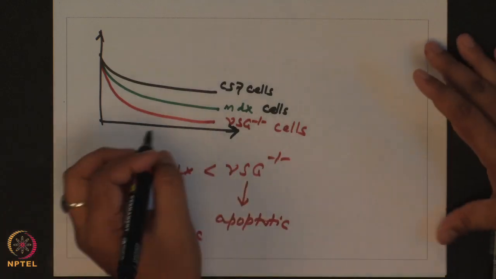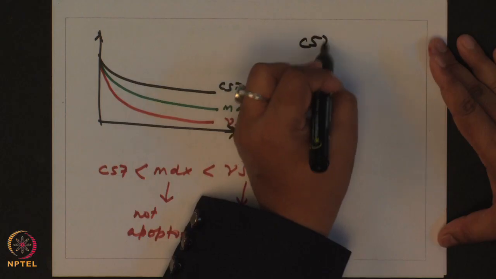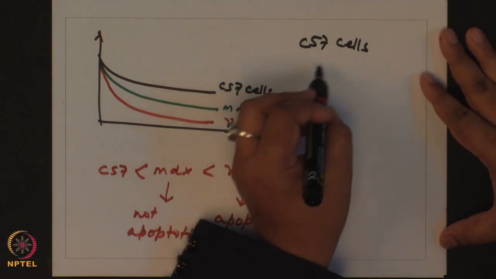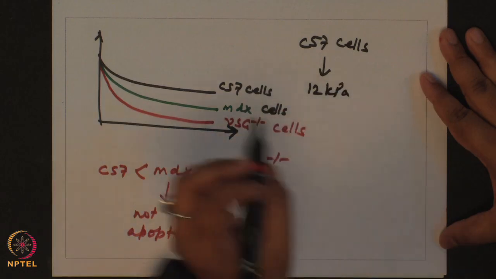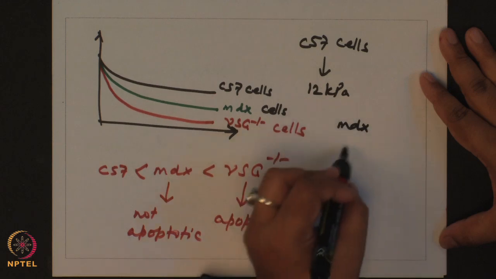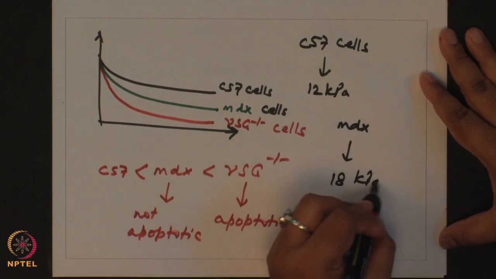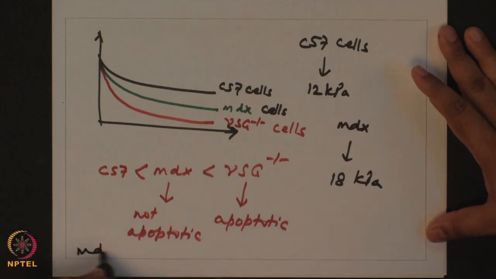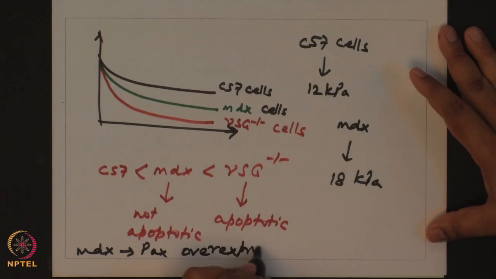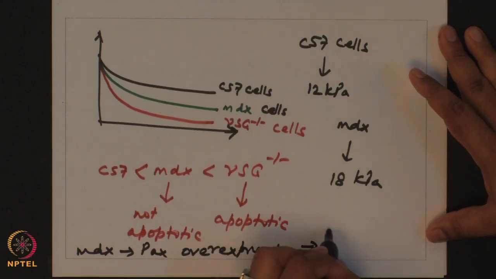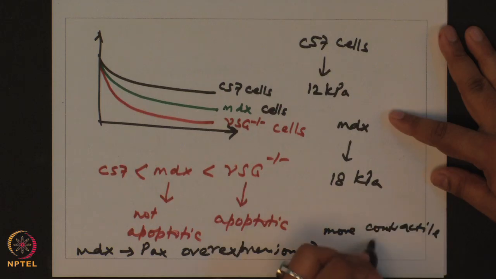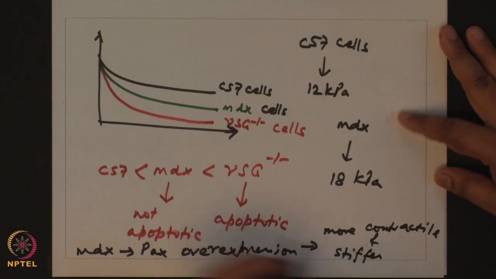What was also observed was compared to C57 tissue, where the average stiffness was on the order of 12 kPa, similar to normal muscle, MDX muscle tissue was nearly 1.5 fold stiffer at 18 kPa. So, like previously, MDX, which exhibit paxillin overexpression, are more contractile and stiffer compared to C57.